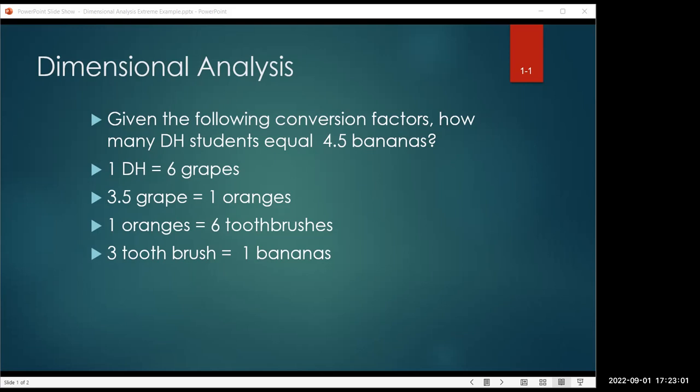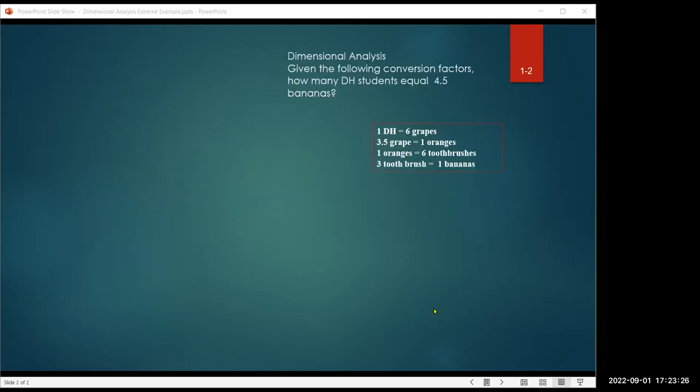So I presented this example. I've got where one dental hygiene student is equal to 6 grapes, 3.5 grapes is equal to 1 orange, 1 orange is equal to 6 toothbrushes, 3 toothbrushes equal to 1 banana. Pretty crazy, right? All right. So the question is this: given the following conversion factors, how many DH students equal 4.5 bananas? All right. Crazy. So we set that up.